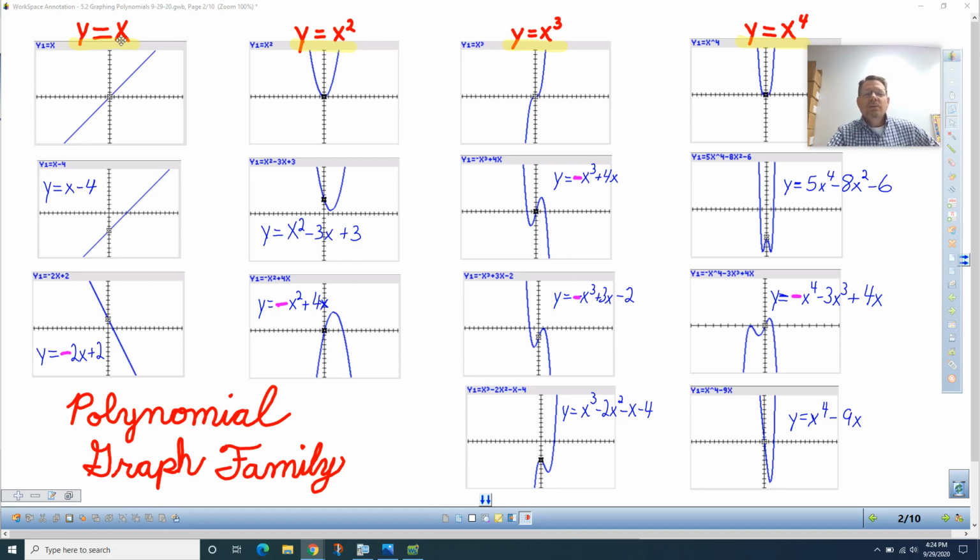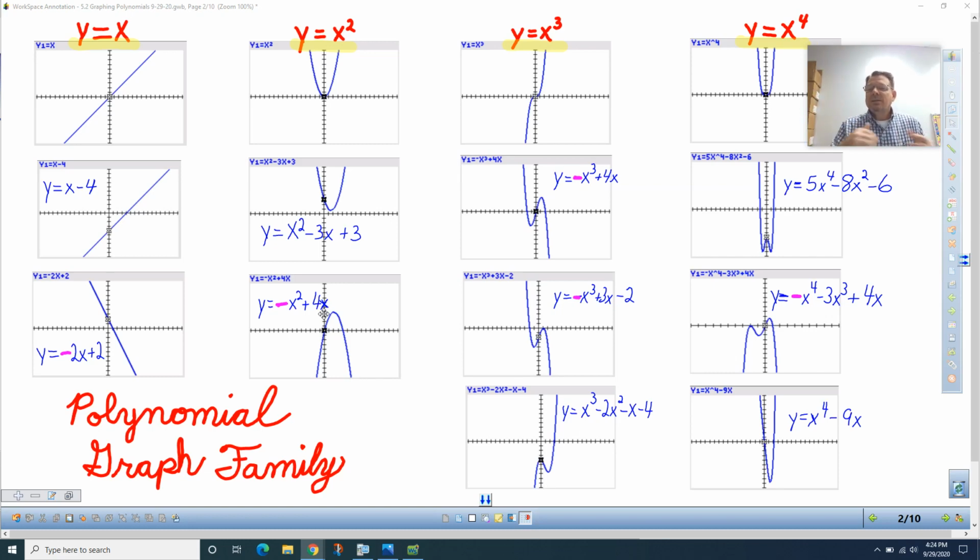In this first column, this is linear, and you notice that all of them have an x to the first power. But this one is just real basic, no extra pluses or minuses. Over here, we have x squared, and it doesn't say x squared plus something or minus something or times something. Whereas these have x squared minus something, and this one's negative x squared plus 4x. Those are what you call, quote, the children of the parent.